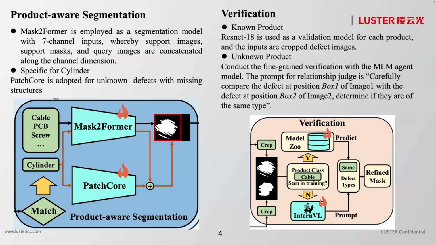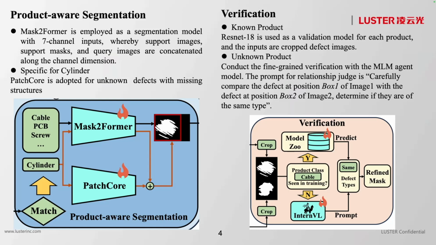Then coming to the product-aware segmentation, we directly stack the pre-image, support image, and support mask as 7-channel inputs, and use the mask-to-farmer as our segmentation model. Specific for the cylinder product, patch call is adopted for unknown logistic anomaly with missing structures.